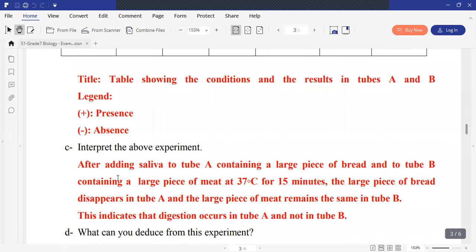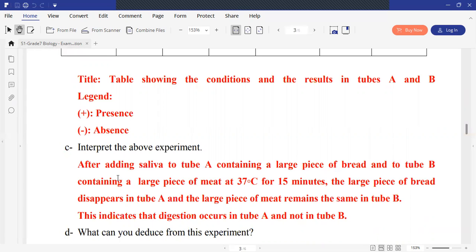So after adding saliva to tube A containing a large piece of bread and to tube B containing a large piece of meat, both are kept at 37 degrees for 15 minutes. The large piece of bread disappears in tube A, meaning that it is digested, and the large piece of meat remains the same in tube B. What does this indicate? This indicates that digestion occurs in tube A and not in tube B.